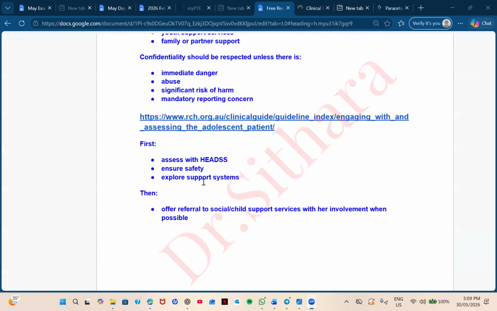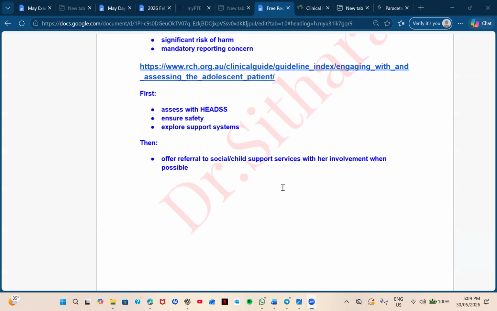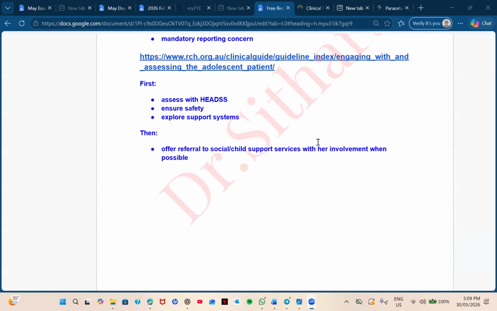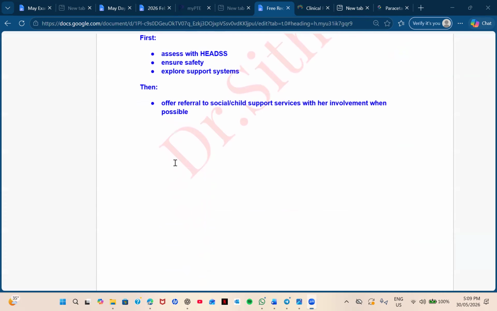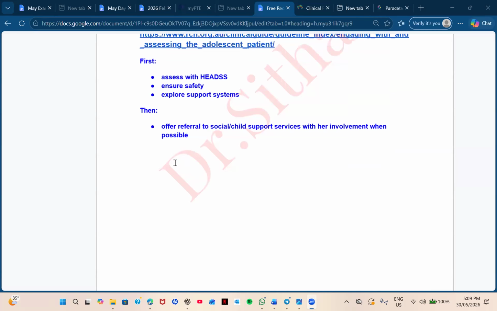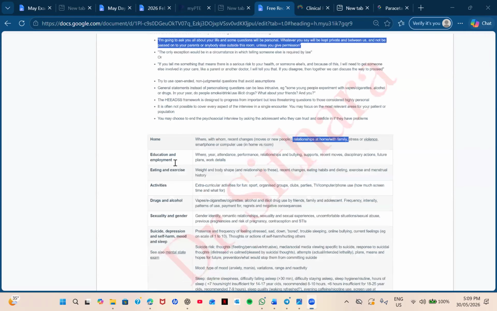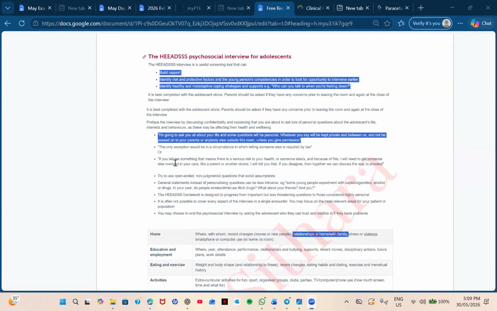Here, assess, ensure safety, and explore the support system. Then you can offer referral or social and child support, with their involvement when possible, right? But the patient needs to give permission for that. Otherwise, if she says no, I don't want any support from anyone, you just have to respect her autonomy, right? Right, doctors? I hope it's understandable. That is the way of approaching this kind of question.